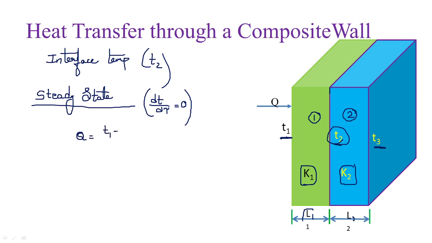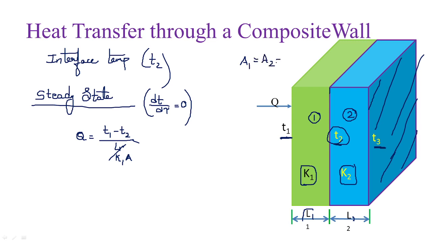So what is heat transferred in the first slab? From the previous learning, can we write T1 minus T2 by L by KA? Here L is L1, thermal conductivity is K1, area is A. Why is area A here? Try to observe carefully. We need to consider the area that is perpendicular to heat flow direction. For both the slabs, this is the area that we need to consider. So this area will be same for both the cases, so we can take A directly now.